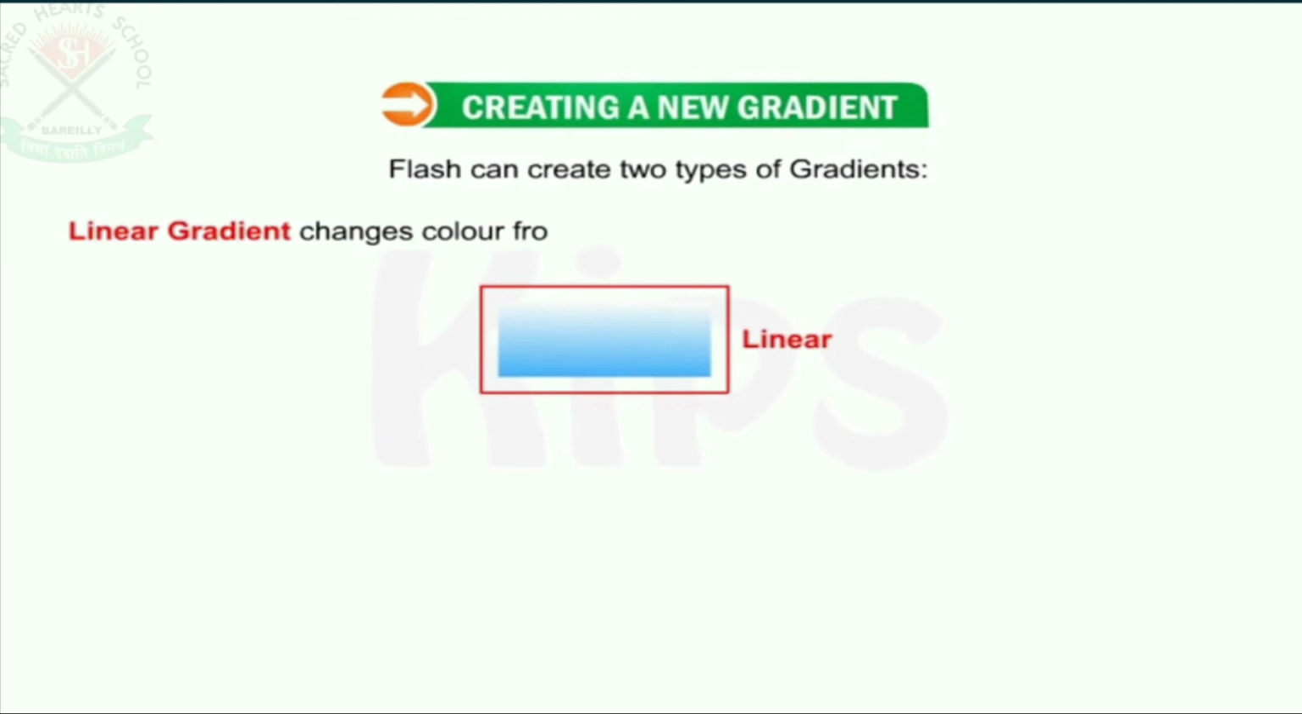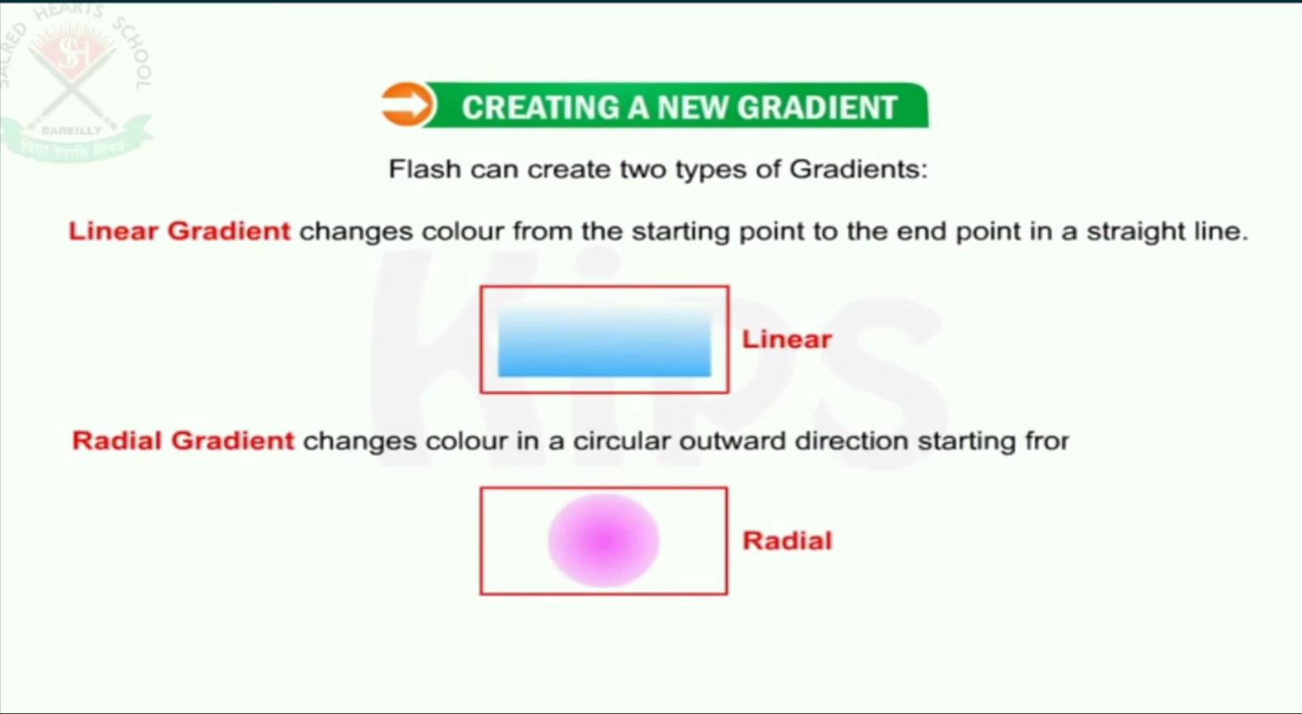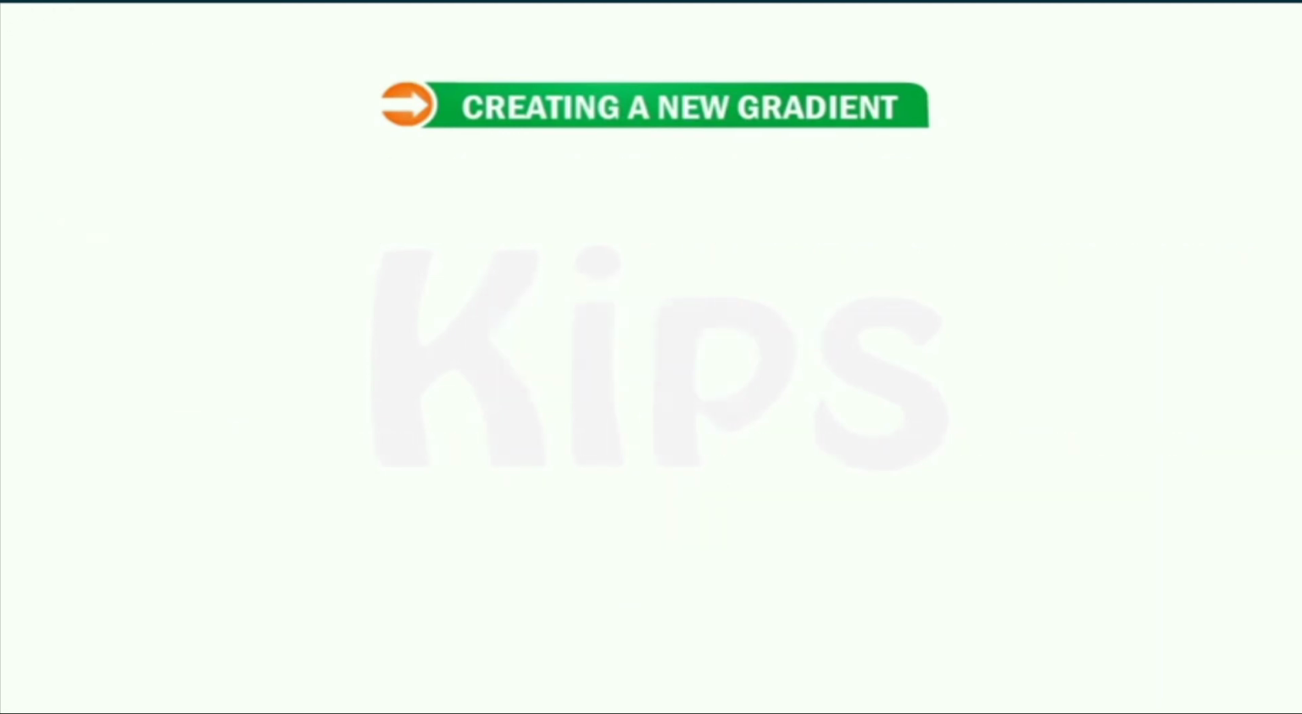अगर हमें न्यू ग्रेडियंट क्रिएट करना है देन वी हैव टू काइंड्स ऑफ ग्रेडियंट, लीनियर एंड रेडियल. Linear gradient changes color from the starting point to the end point of a straight line and radial gradient changes color to the circular outward direction from the center. Okay, so let us see how to create a new gradient.